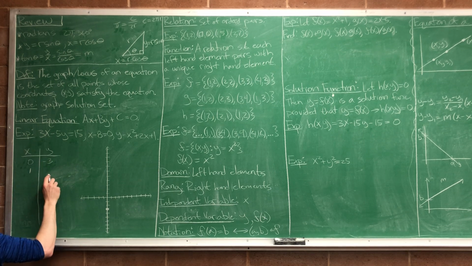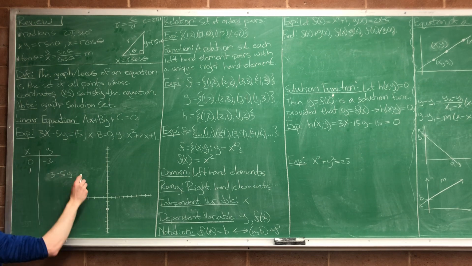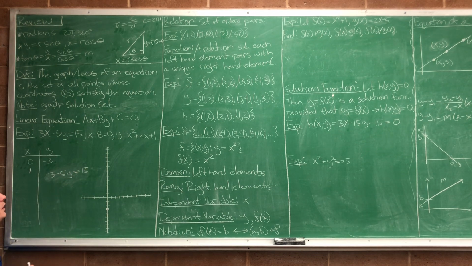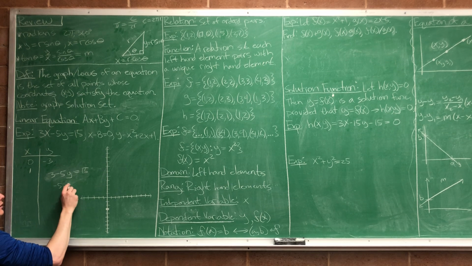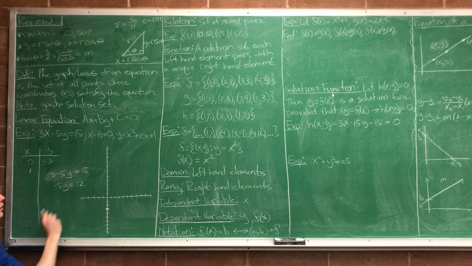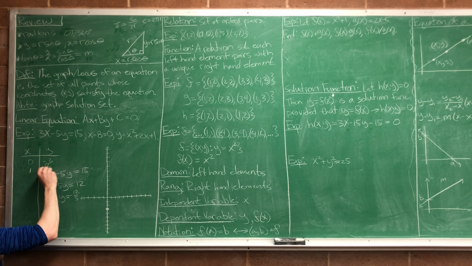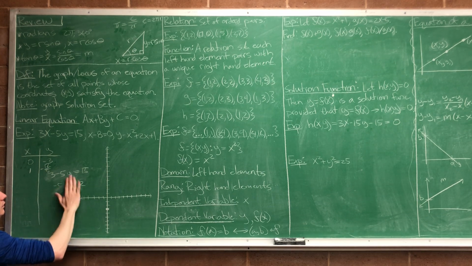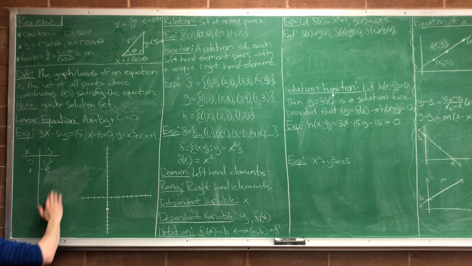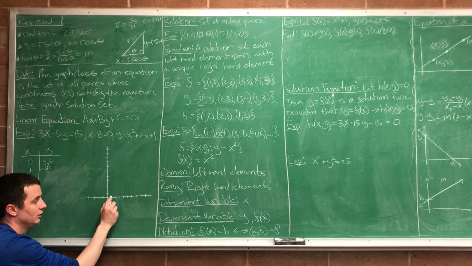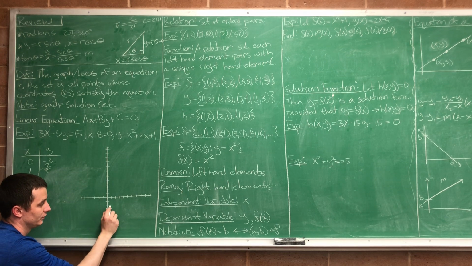So, when we plug in 1 here, then we have 3 minus 5y, plugging in 1 for x, is equal to 15. Or we get negative 5y is equal to 12. Or we get y is equal to negative 12 fifths. So, negative 12 fifths is our answer there. And negative 12 fifths is just a little bit more than negative 2. So negative 2 is right there, negative 12 fifths somewhere down here.